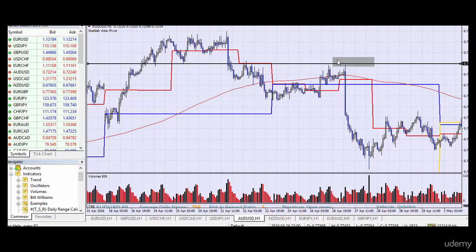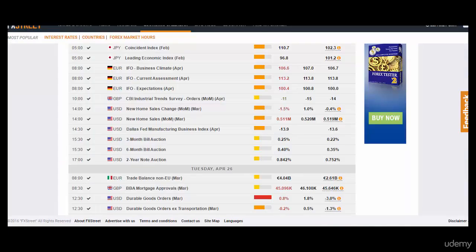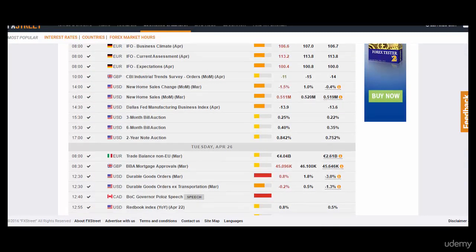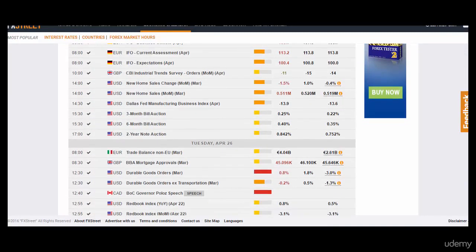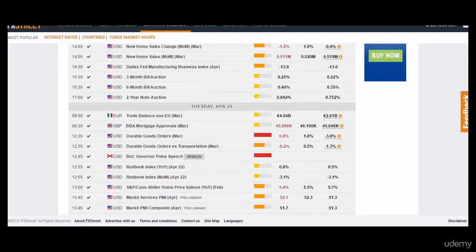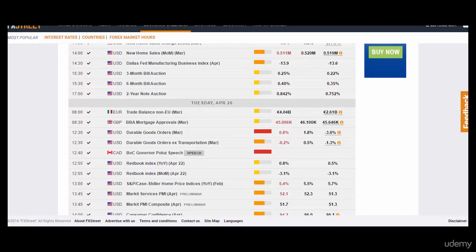So what we're going to do is go to the economic calendar. Say, for example, this is the 26th of April, so we're going to look for the 26th of April. And we're going to look to sell the market before a fundamental announcement. You can also sell the market after the fundamental announcement. You can trade after the announcement, or you can trade before. It just depends on the risk and the analysis of the trade.